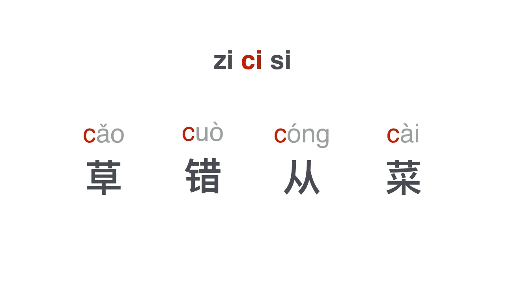So in all these words, you can imagine that the C is a TS. So 草, C-A-O, sounds like T-S-A-O, 草. And 错, C-U-O, sounds like a T-S-U-O, etc. But when you're writing in pinyin, you always write C.